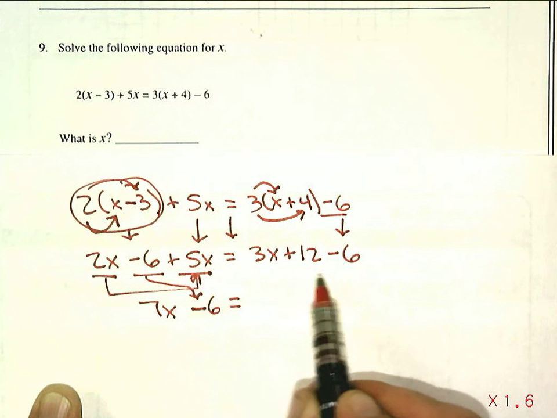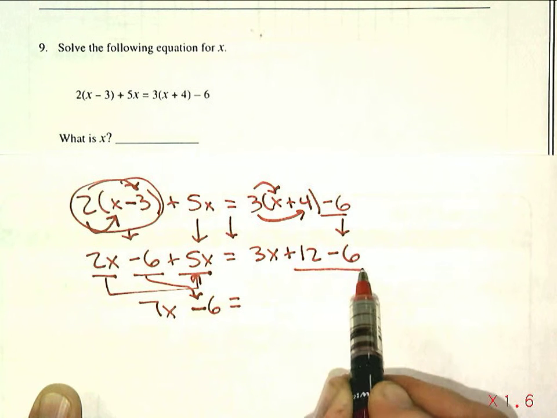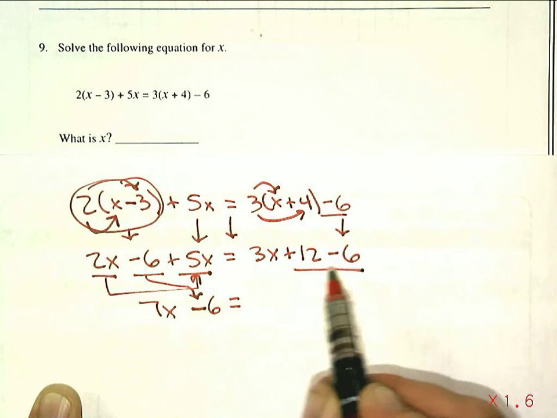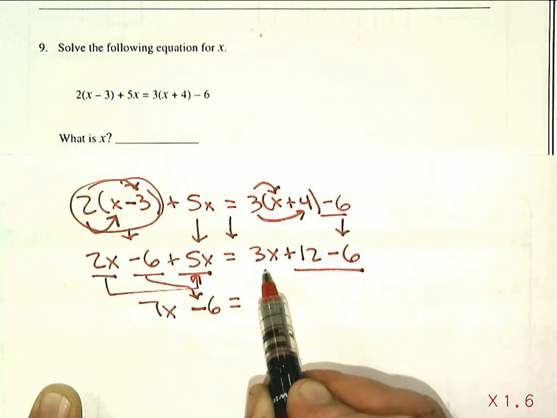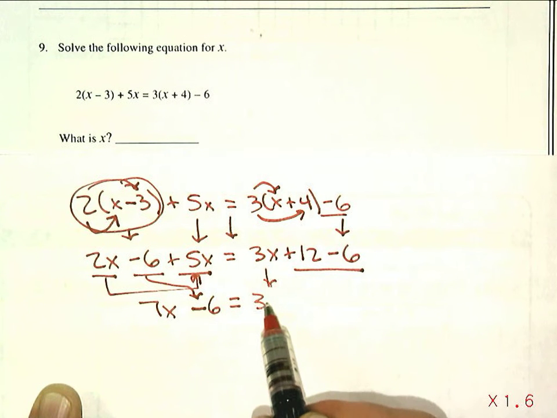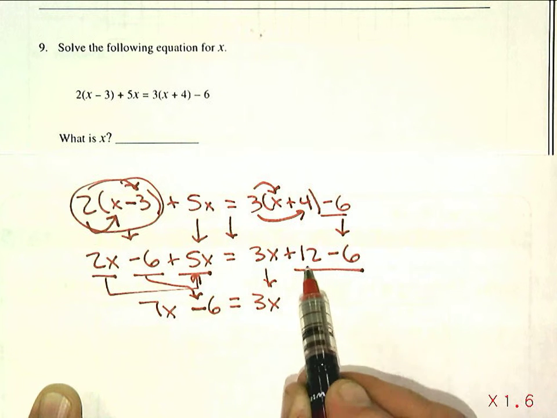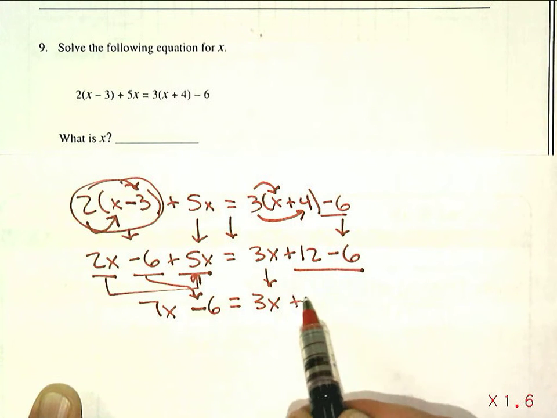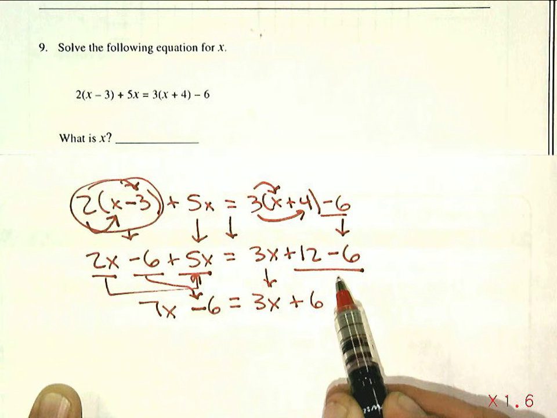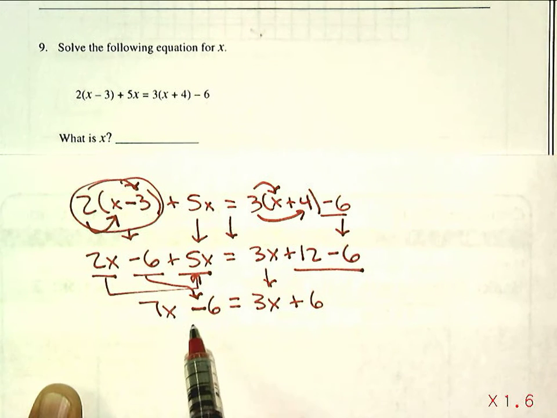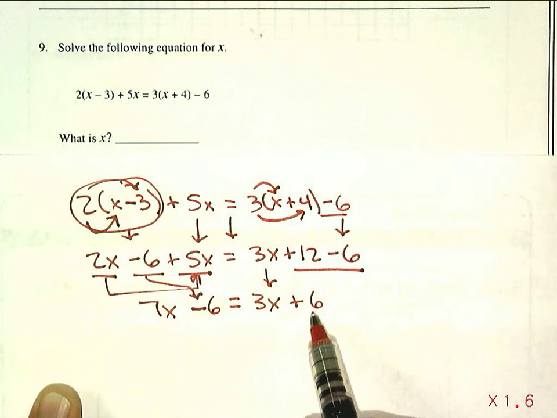Now on the other side of the equal sign, these two terms are like terms. They're just number terms, 12 minus 6. I'm going to bring the 3x down because I'm not going to do anything to that just yet. And then 12 minus 6 is 6, plus 6. So now I have 7x minus 6 equals 3x plus 6.